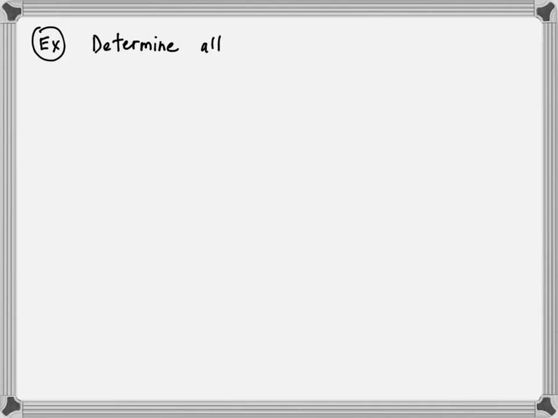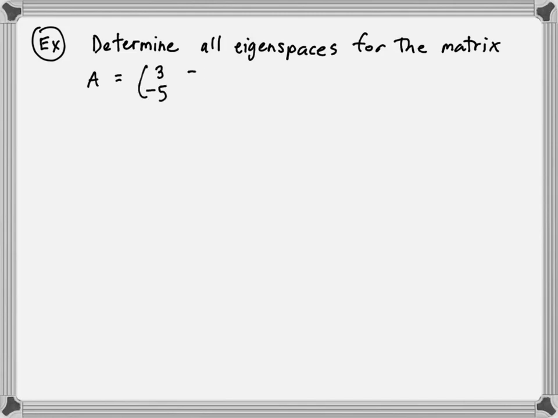Determine all eigenspaces for the matrix A, as well as their dimensions. Okay, it's just a 2 by 2 matrix. This one should not be too tricky.